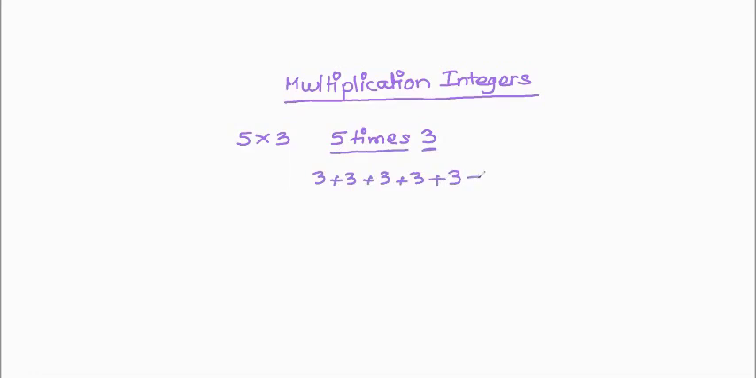What I get is 15, and that is the same as 5 times 3. So we know that multiplication actually is successive addition. Now let's see if we can apply this definition of multiplication for integer multiplication. So let's take a positive integer 5 and a negative integer minus 3.